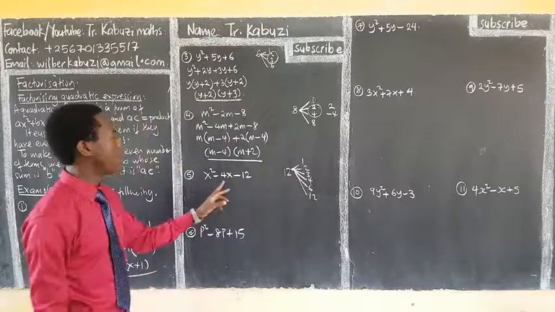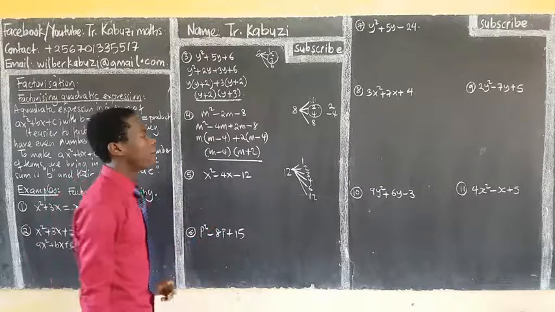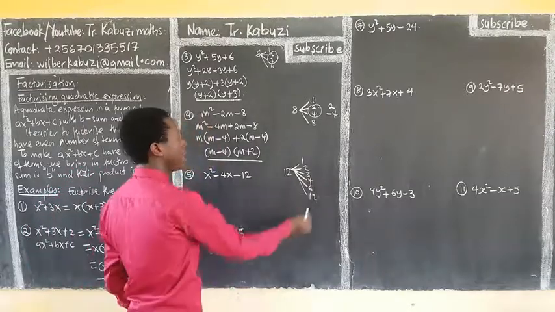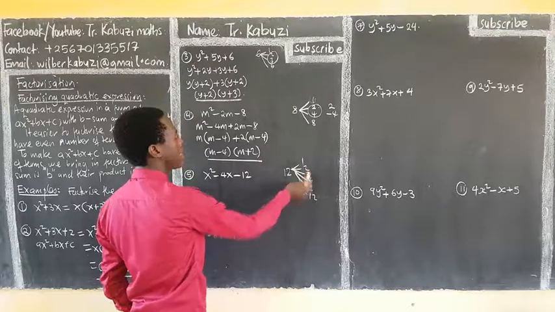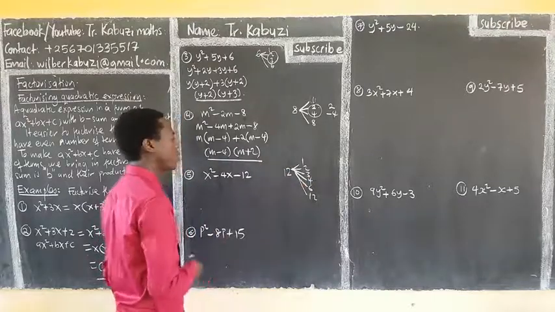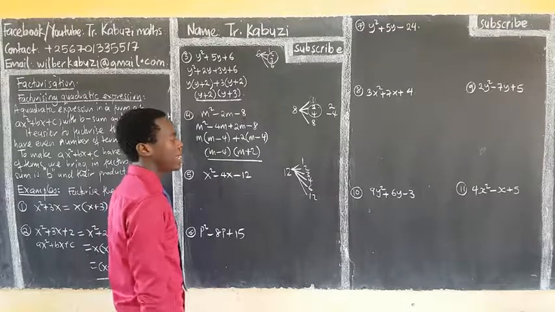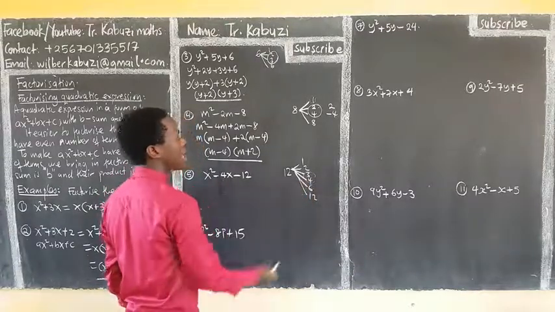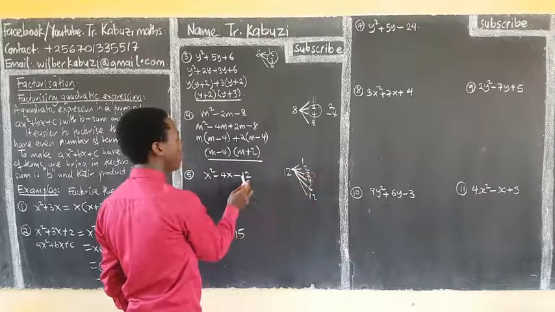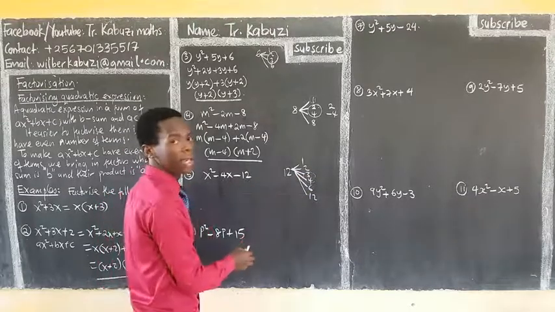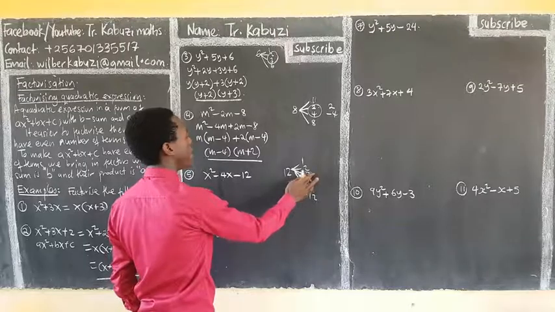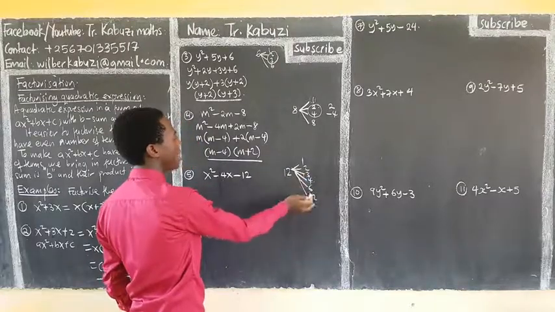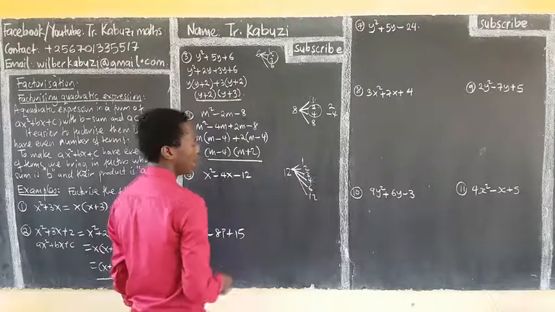Now, I need the pairs that when I multiply, I get 12. Of course, the pairs we can have are 2 times 6, 3 times 3, also 1 times 12. But their sum should be negative 4. When I take 3 times 3, which is 12, when I add them, it's going to give me a 6. So this pair is wrong. So I can't take this. When I get this 12, when I add them, it's 13. So it's also wrong.